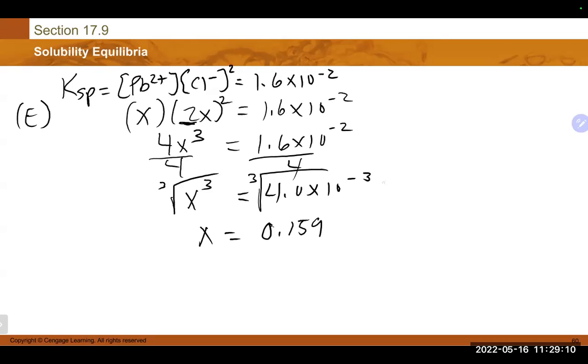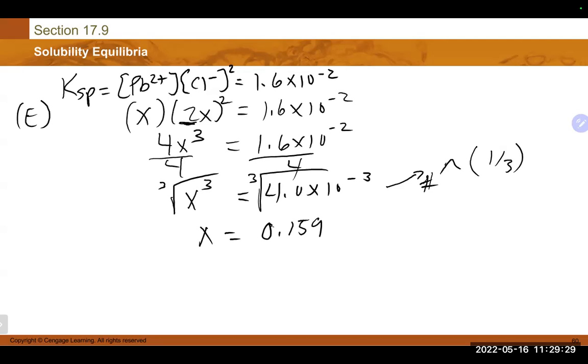By the way, cube root, if you don't have a button on your calculator, you could basically take the number to the caret, 1 divided by 3. We'll do that. So take the number to the caret, 1 divided by 3. That will do the cube root for you as well.